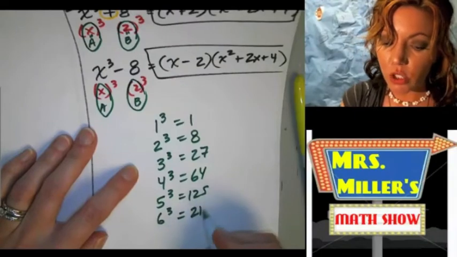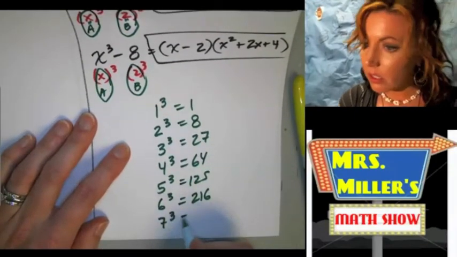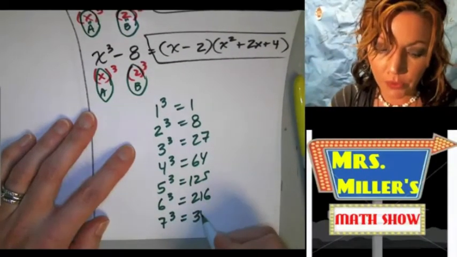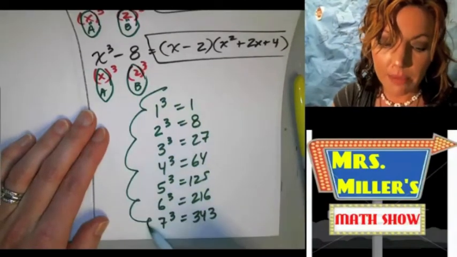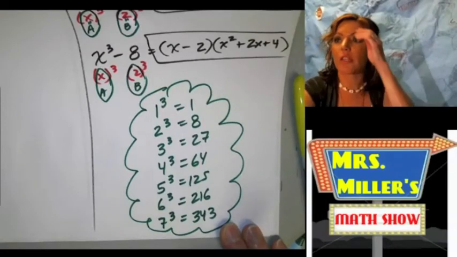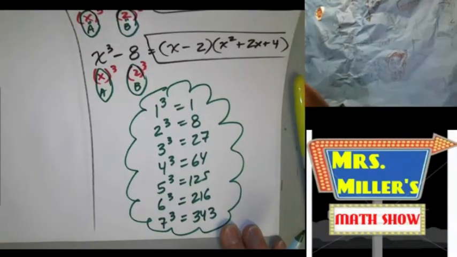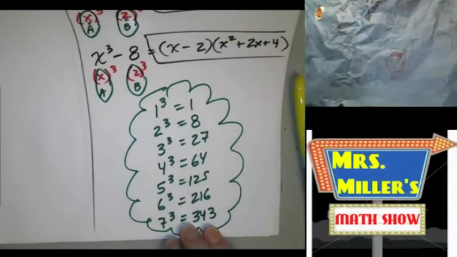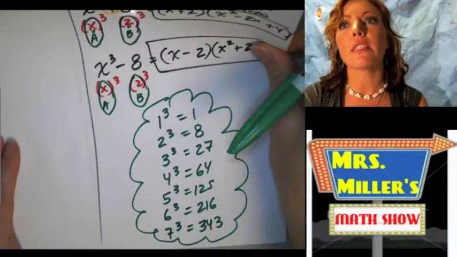6 to the third is 216. And 7 to the third is 343. You want to keep that list on hand. As you get more practice with these, those will start coming more naturally. Okay, questions on this? No? All right.